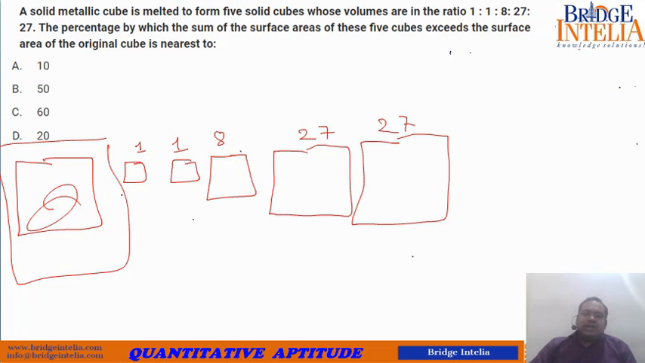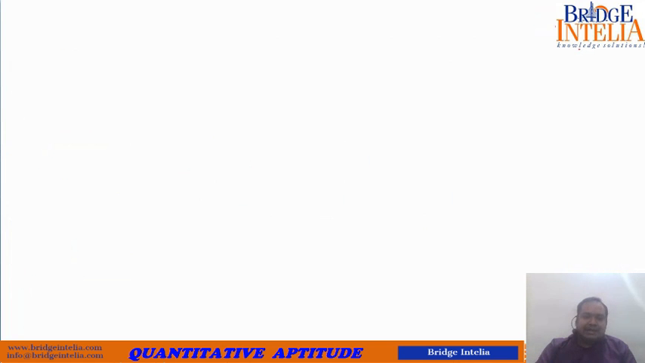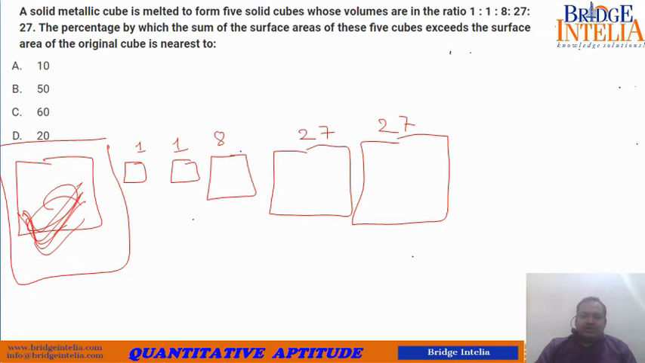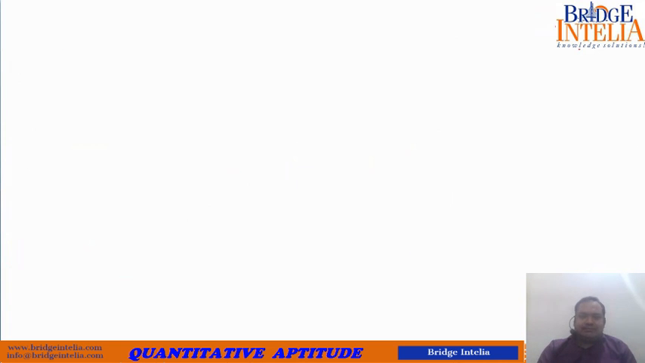So what can be said? It can be said that the volume of the original cube must be equal to the sum of the volumes of these 5 newer ones, because the original cube has been melted. It is written here quite clearly, the solid cube is melted. So the volume has to be the same. Now look at the volumes of the smaller ones: 1, 1, 8, 27, 27. So what is the volume of the original one?